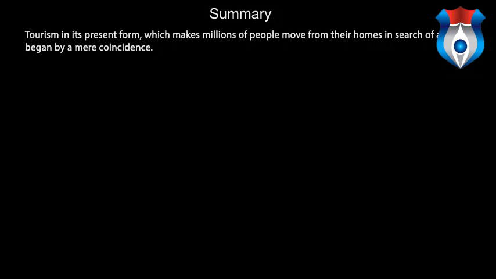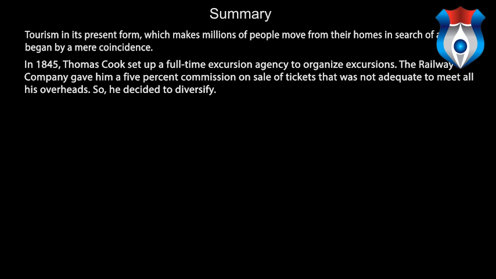Tourism in its present form, which makes millions of people move from their homes in search of a holiday, began by a mere coincidence. In 1845, Thomas Cook set up a full-time excursion agency to organize excursions. The Railway Company gave him a 5% commission on sale of tickets that was not adequate to meet all his overhead. So he decided to diversify.